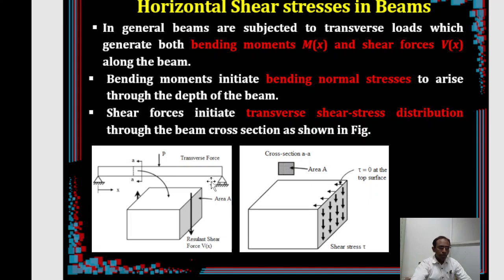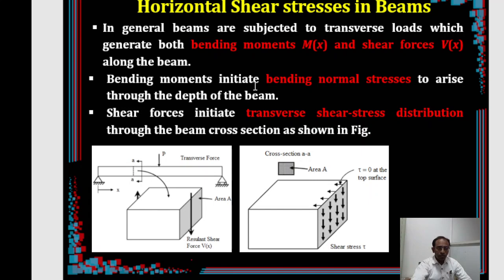Now, normally when you apply any transverse load, the beam is meant for carrying transverse loads. So when you apply this transverse load on the beam, obviously there will be a development of shear force and bending moment. At any cross section you take, whether XX or YY, you can cut anywhere and try to see the kind of forces acting on that. One will be the shear force and the other will be the bending moment. These are the two forces acting at any cross section along the length of the beam.